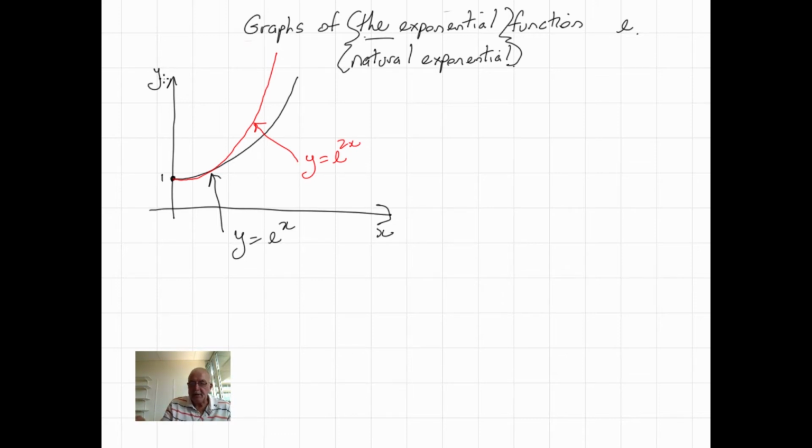Y equals e to the minus x. Now, our first point is to look at what happens when x equals 0. So where it cuts the y-axis, e to the negative 0 is still 1. So it is going to go through the point 1.